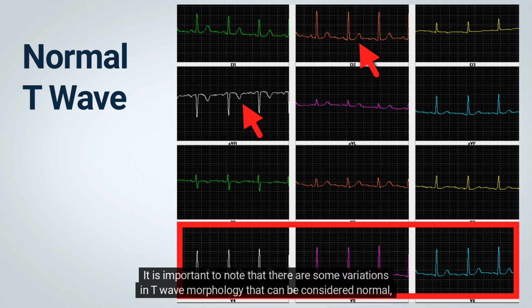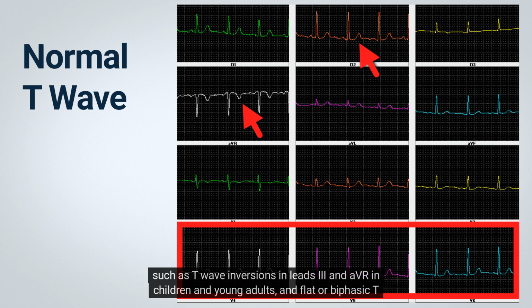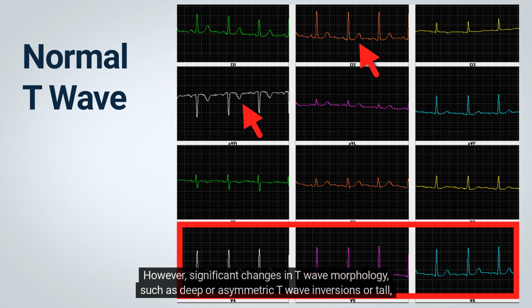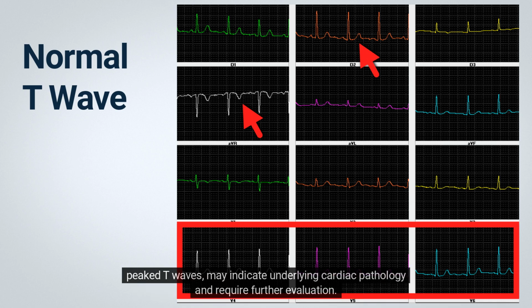It is important to note that there are some variations in T wave morphology that can be considered normal, such as T wave inversions in leads 3 and aVR in children and young adults, and flat or biphasic T waves in the precordial leads in young individuals. However, significant changes in T wave morphology, such as deep or asymmetric T wave inversions or tall peaked T waves, may indicate underlying cardiac pathology and require further evaluation.